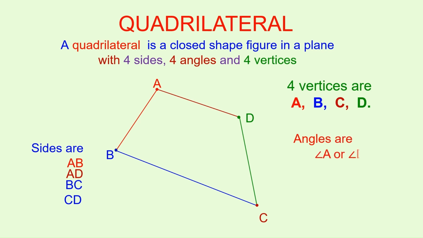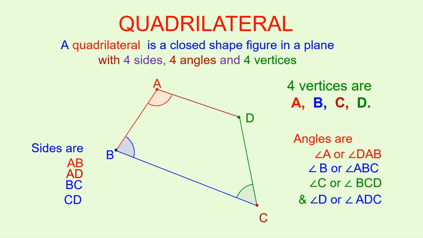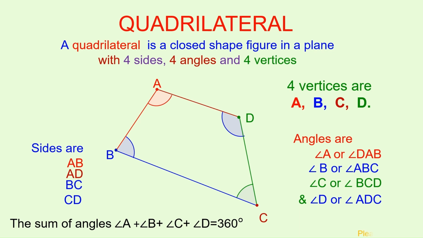And note, angles are angle A or angle DAB, angle B or angle ABC, angle C or angle BCD, and angle D or angle ADC. The sum of angles A plus B plus C plus D equals 360 degrees.